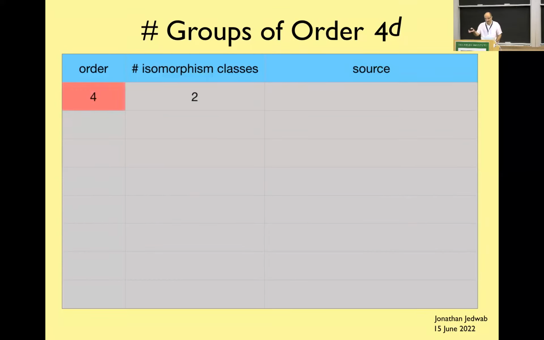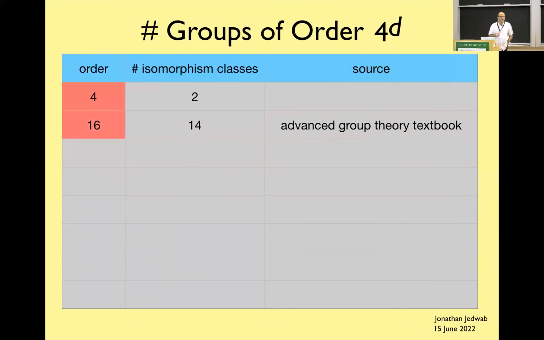So every undergraduate algebra student, I hope, would be able to tell us that there are exactly 2 isomorphism classes of groups of order 4, C4 and C2 squared. How many groups of order 16 are there? Well, if you want to know that, you're going to have to go to an advanced textbook on group theory. Turns out there are 14 of them.